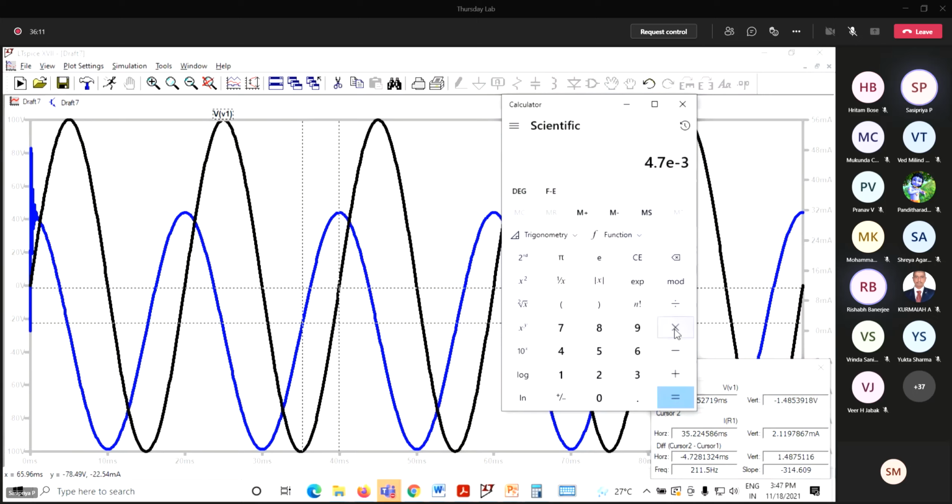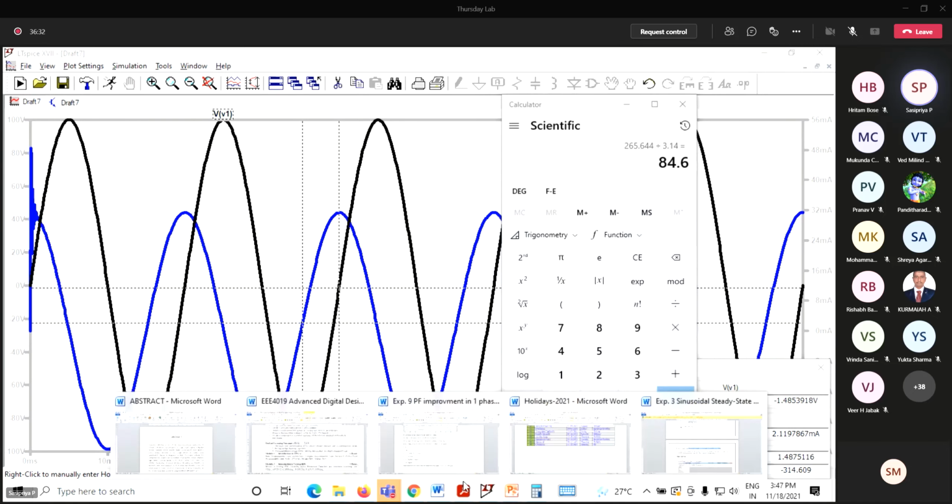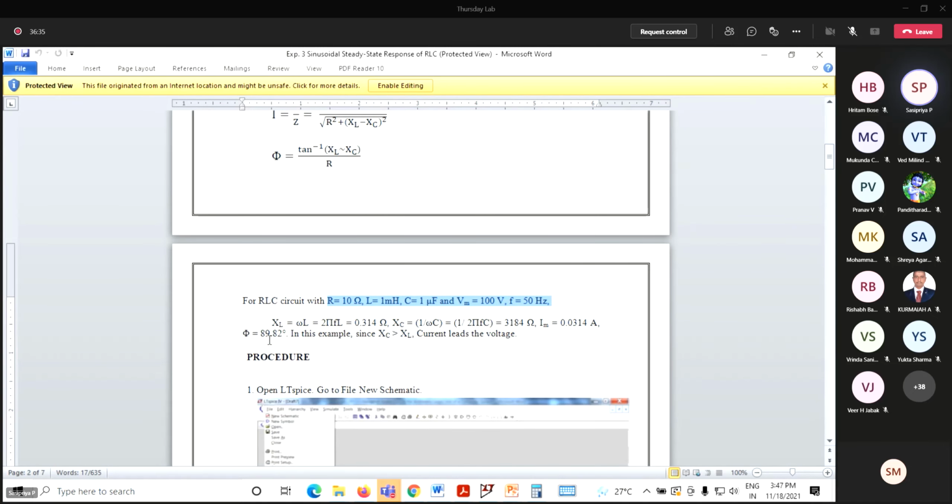So 4.7 milliseconds multiplied by 2 pi by 50 hertz gives this many radians, multiplied by 180 by pi. So I'm getting 84.6 degrees, closely related to the theoretical one. Theoretically, it is 89 degrees. So based on the cursor, those approximations will be there. But anyways, that's the correct value. You're supposed to get around 4.7, 4.8.